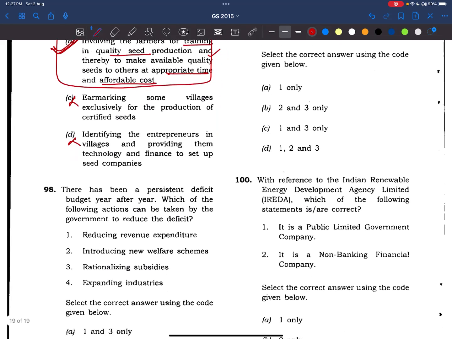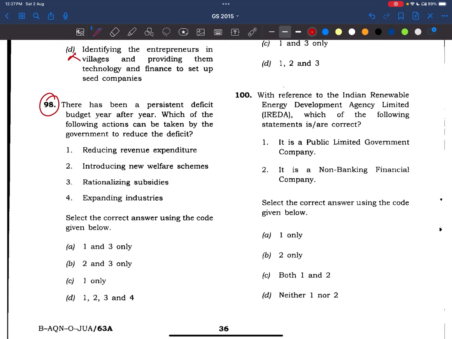Right? Coming to the 98th question. There has been a persistent deficit budget year after year. Which of the following actions can be taken by the government to reduce the deficit? To reduce the deficit, that means we have to either reduce our expenditure or increase the revenue. Now see, reduce the revenue expenditure. Yes, we are reducing the expenditure.